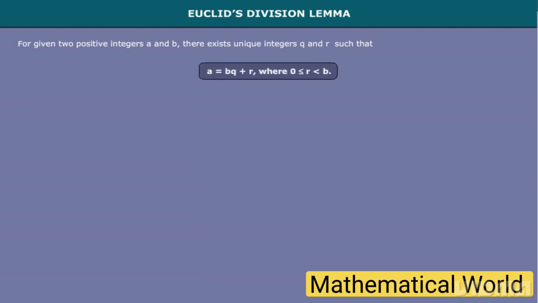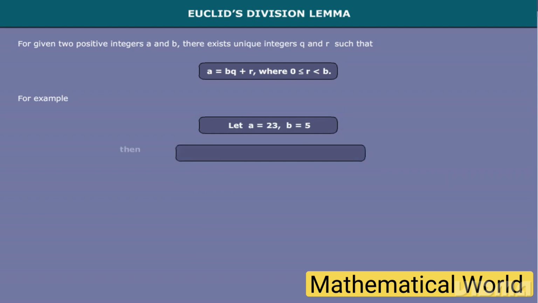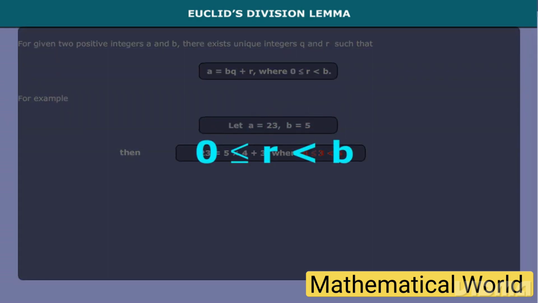Let us understand the concept of Euclid's division lemma, which states that for given two positive integers a and b, there exist unique integers q and r such that a equals bq plus r, where r is greater than or equal to 0 but less than b. For example, let a equal 23, b equal 5. Then 23 equals 5 into 4 plus 3, where 3 is greater than or equal to 0 and less than 5.